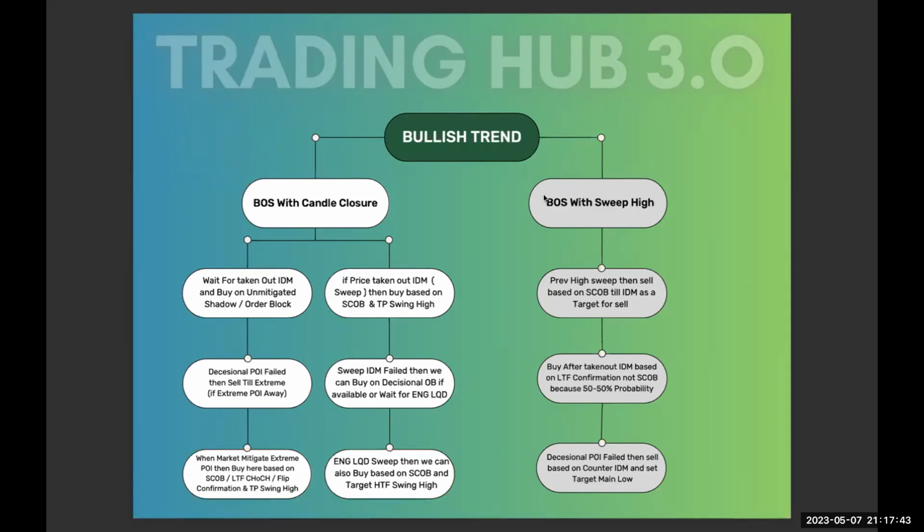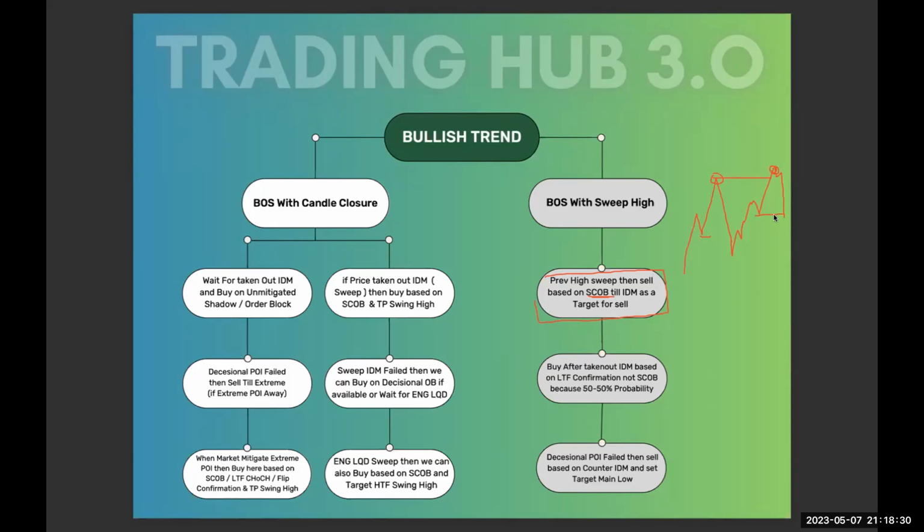Okay. The next scenario is a break with sweep high. Market is bullish and sweeps the previous high. In this case, you have to sell, but for the short term, as you know, because the pro trend is bullish, sorry. Previous high sweep, then you can sell based on a single candle order block till inducement, like inducement taken out, again continue going higher high, sweep this high, right? This sweep, and you can sell here till this inducement. So this is a counter trend sell.